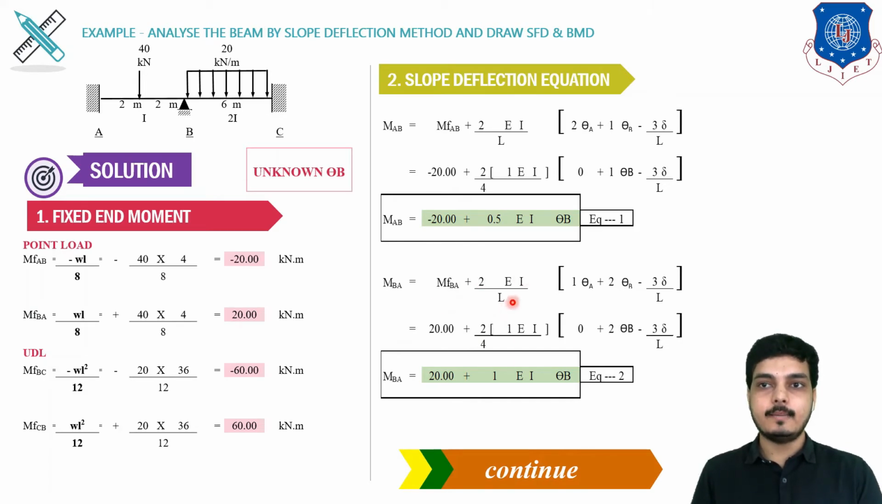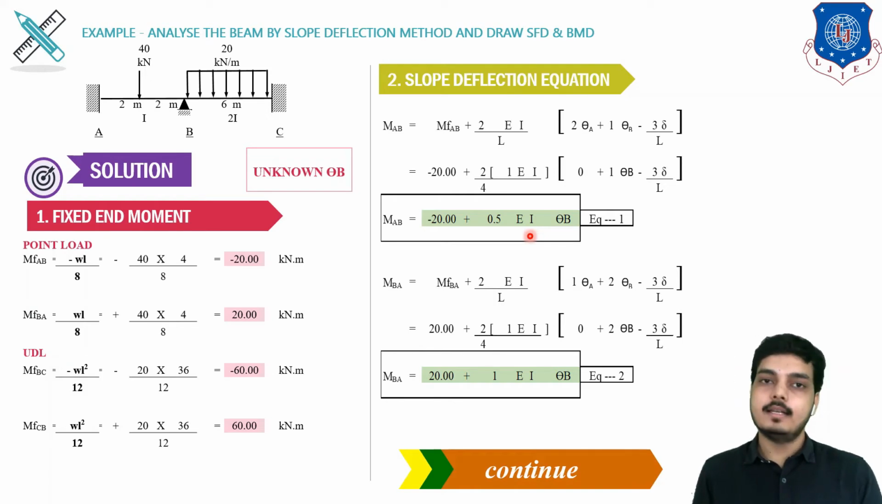Plus 2EI upon L. L for the AB span is similarly 4, in bracket 1 theta A plus 2 theta B minus 3 delta by L. As I have explained, theta A will be 0, delta will be 0, and only 2 theta B will be my unknown. After placing all this, I will get 1, as we know 2 by 4 is 0.5, and 0.5 multiplied by 2 is 1. So our second equation is MBA equals plus 20 plus 1 EI theta B. So these are our equations number 1 and 2. We have found the slope deflection equations for the AB span only. In the same manner we have to find them for the BC span.